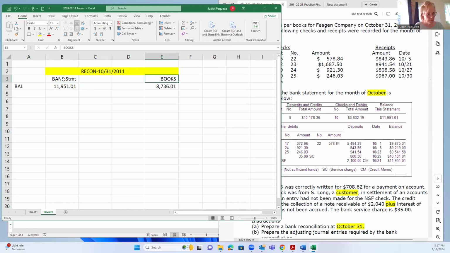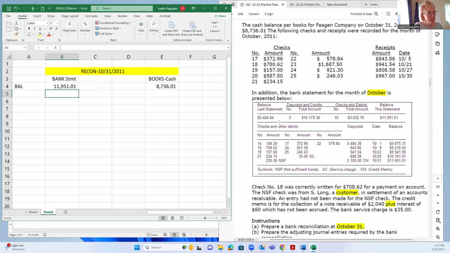This is the books compared to the company's cash account. So now it's really very simple. We look at the bank statement and we say, is there anything on the bank statement that would not have been recorded on the books? It's really all of these checks, we've already recorded them. And all of these receipts we've already recorded. So it's only these right here, NSF, SC, and 2100 CM, okay?